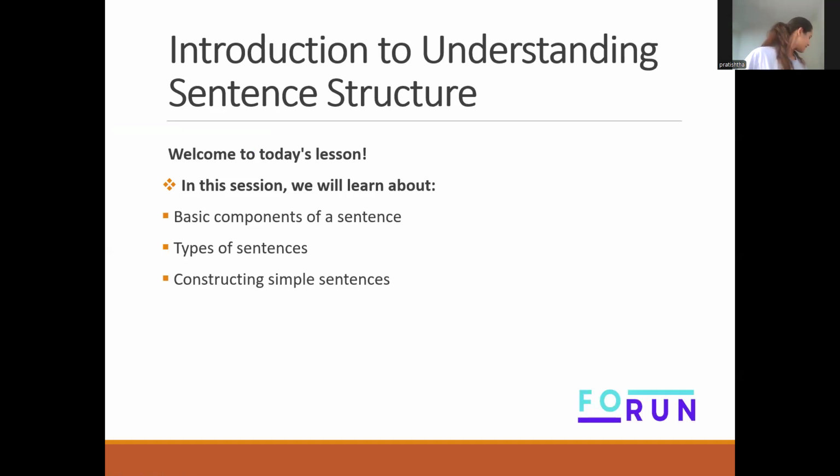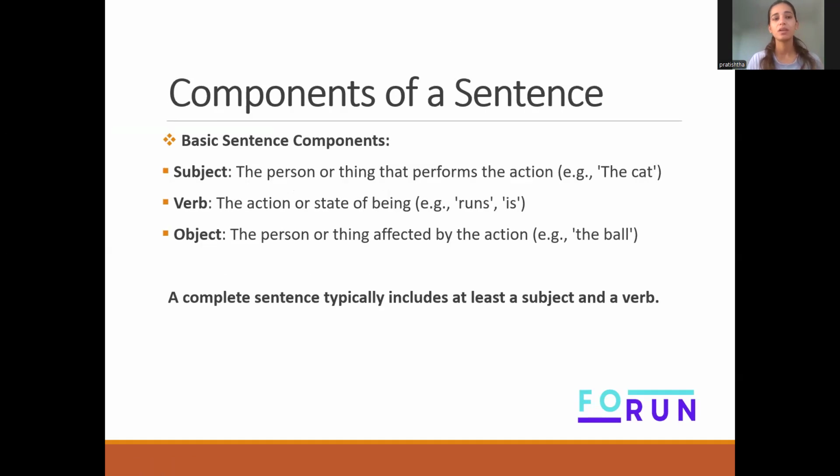So we basically have understanding the basic components of a sentence. We will see what those basic components are, that is, what is essentially needed for making a sentence. Then we will look at certain types of sentences, what the different kinds are and how you can use them, what is used when. And then we will start constructing simple sentences.